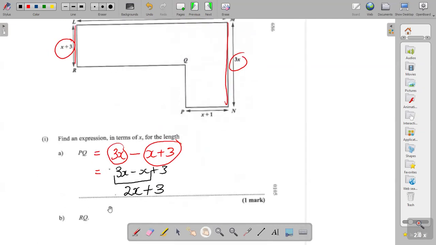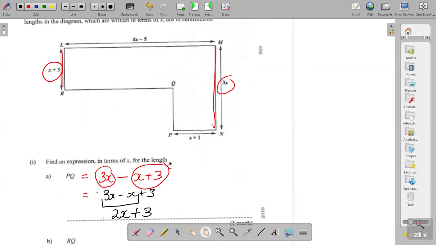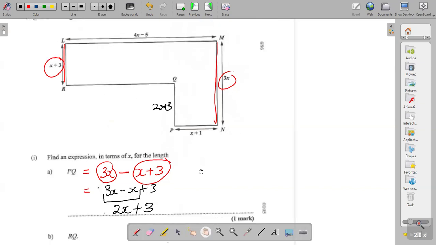So those persons who tried, that's it. It's just a combination of the rules. Just like how when this was 10 and this was 5, we said 10 minus 5 to get PQ. That's what we just did now. So here would now be 2x plus 3. Now, let's look at the next one.